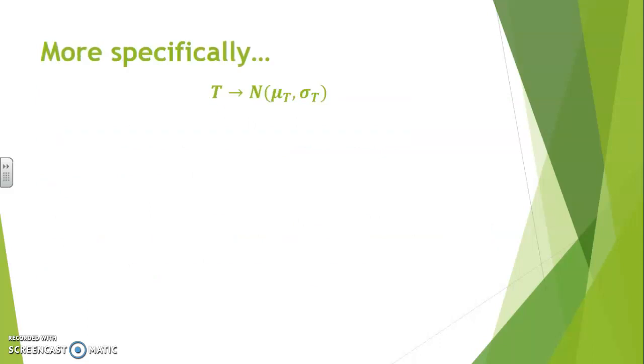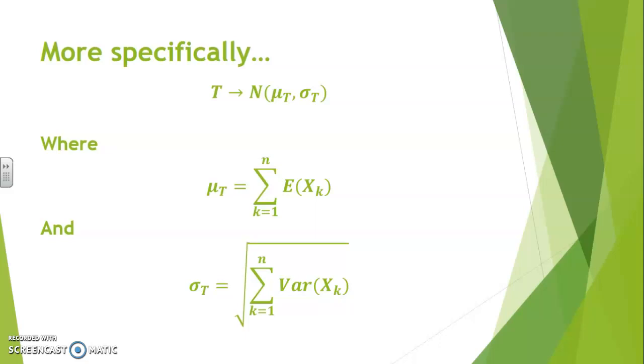More specifically, T will have a normal distribution whose average value will be the sum of the expected values of each of the variables being added. Since each variable is identical, we'll essentially have n times the same number. Because experiments that are independent allow you to add the variances, then the standard deviation is the sum of the variances of each of the trials taking place.